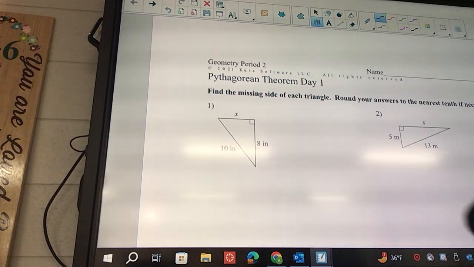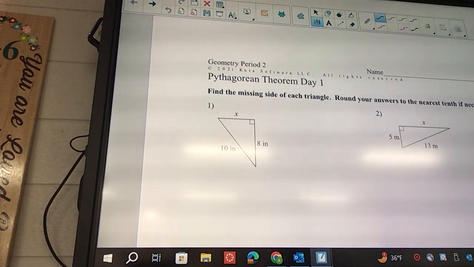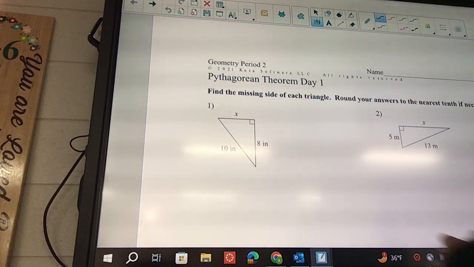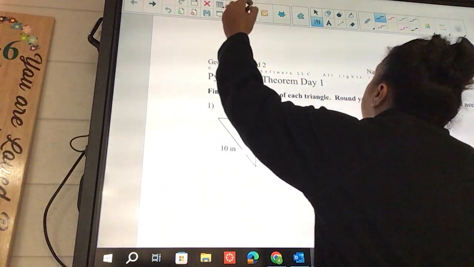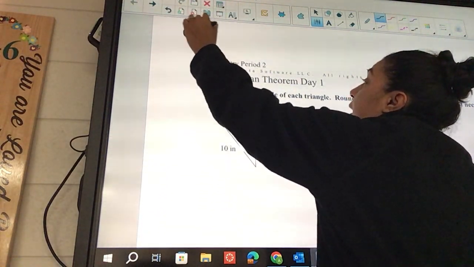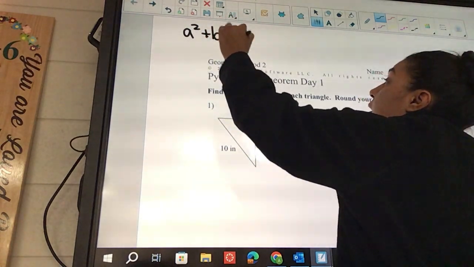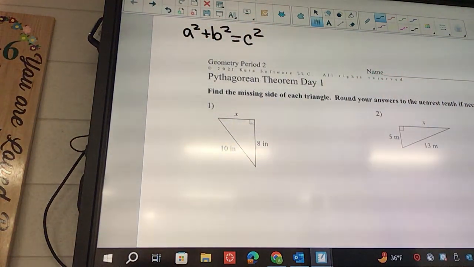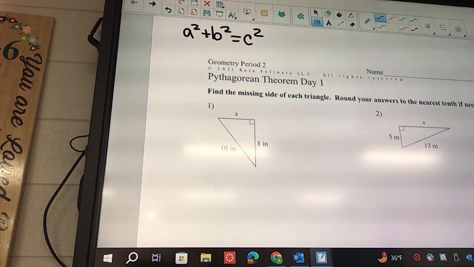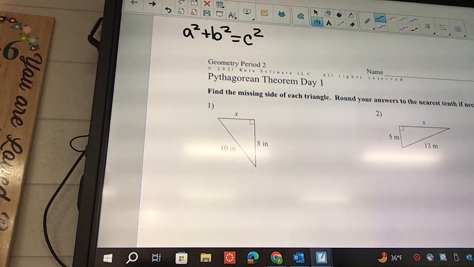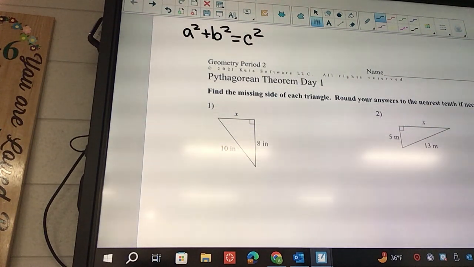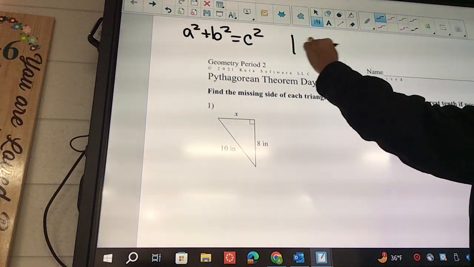Okay, so Pythagorean theorem only works on a right triangle. Here is the formula, and then I'll explain to you how it's got to look. Okay, the formula goes like this. A squared plus B squared equals C squared. Okay, the way that it works is, and there are two ways that it can work.